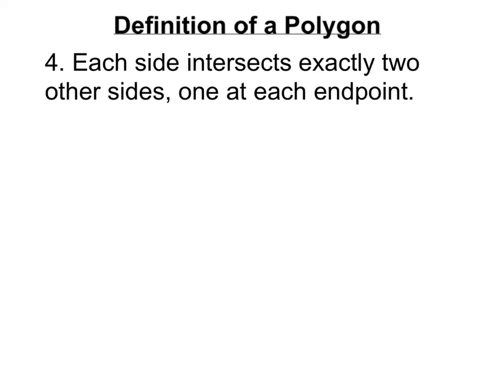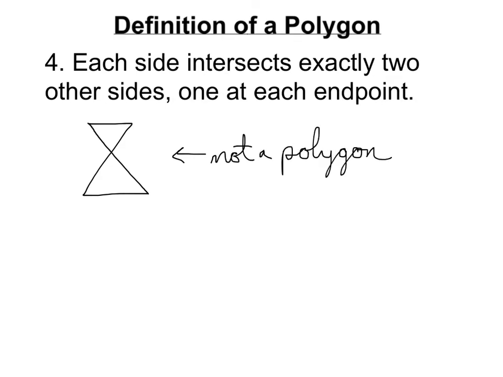The fourth part of the definition of a polygon says each side intersects exactly 2 other sides, one at each endpoint. So if we have a figure that looks kind of like this, like an hourglass, this is not a polygon. Because if we look at this side right here, it intersects another side right there, a second side right there, and a third side right there. So it is intersecting more than 2 other sides, and one of those intersections is not at an endpoint.